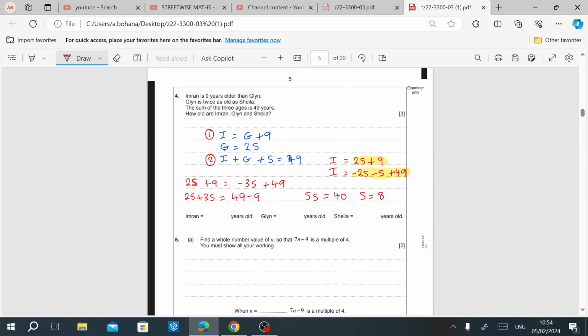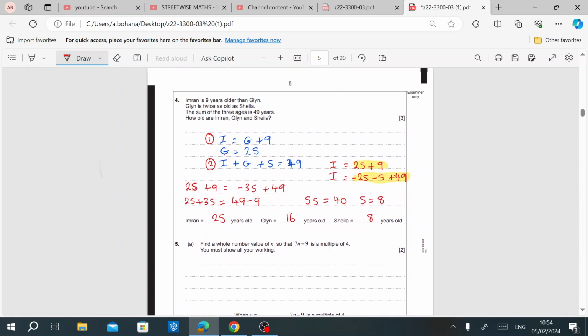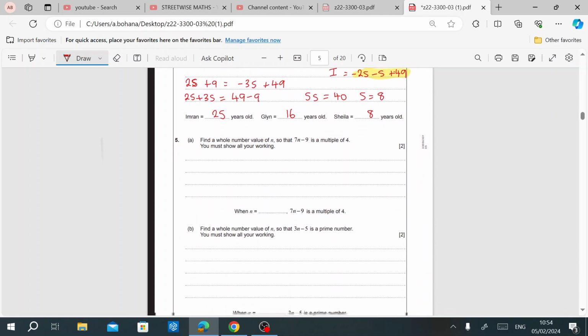So Glyn is 2 times S. We know S is 8, so Glyn is 16. We know that Imran is 9 years older, so 16 plus 9 is 25. And then Sheila, obviously everything adds up to 49, so Sheila is going to be 8. And there we go. Again, you could just have used trial and improvement, okay? Just playing around with different numbers, as long as you follow the conditions of the ages.